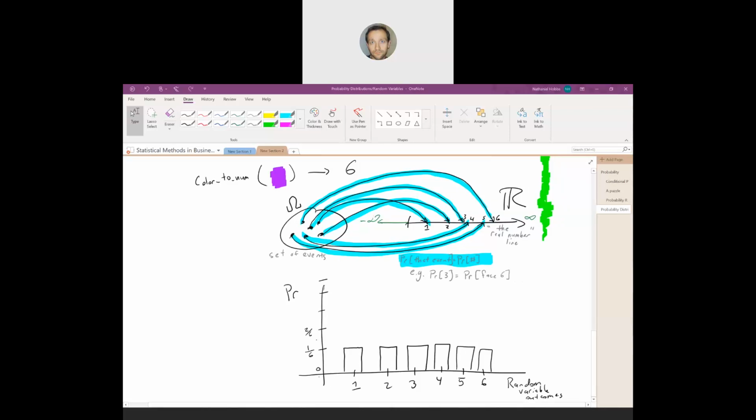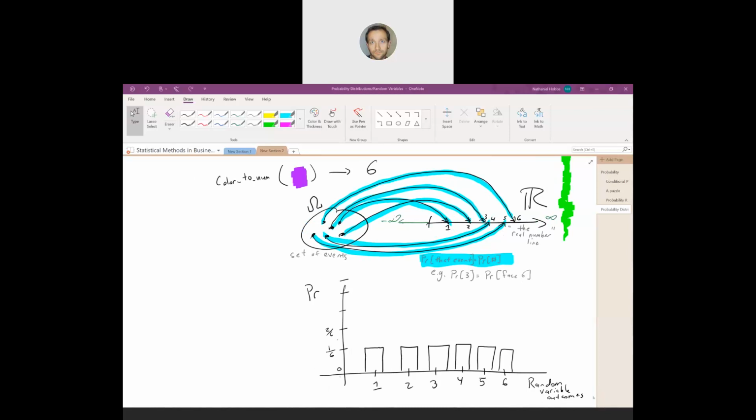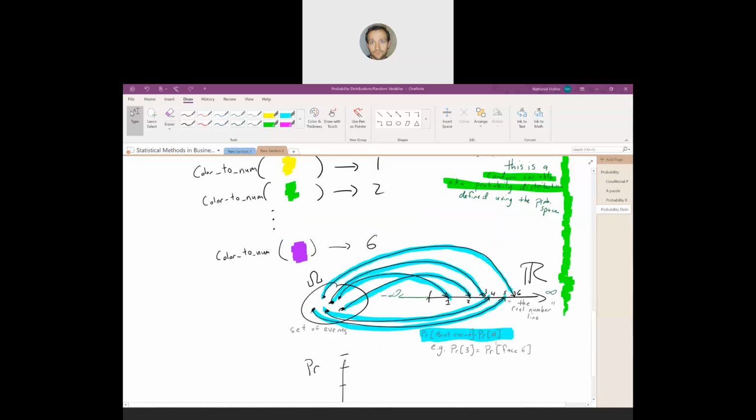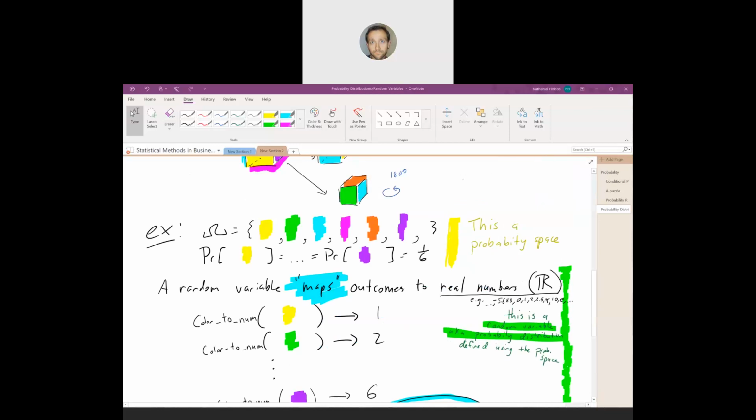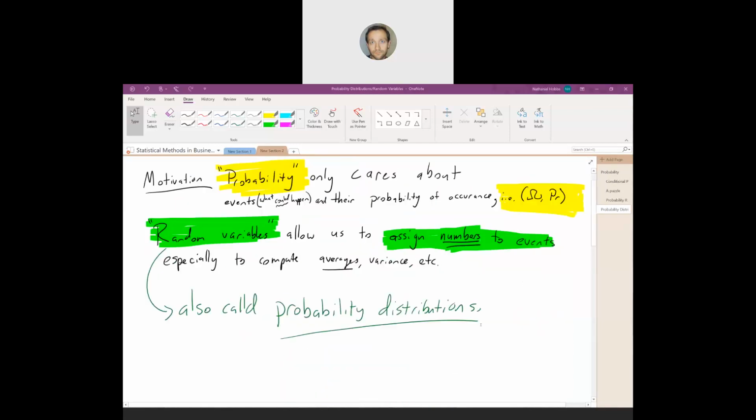Okay, so with that, let me write a formal definition for a random variable.